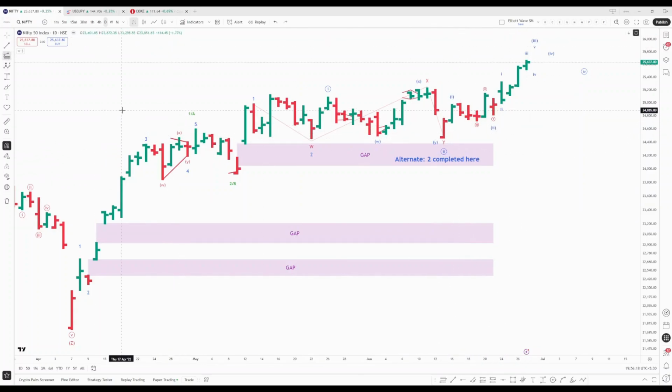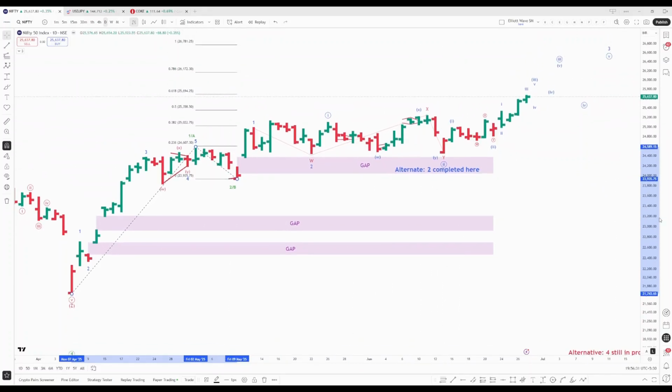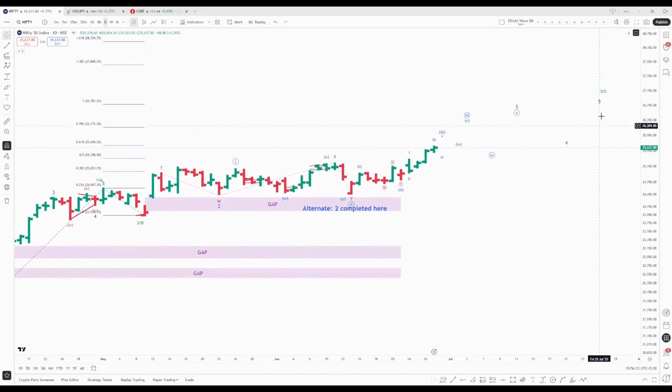So for that, let's take the equality of this wave 1 or A and this retracement. So with that, we get the equality level for wave 3 or C, this one at 26,781, and today's close is 25,637. So we are talking about nearly 1,000 points from here, 1,100 roughly, right?